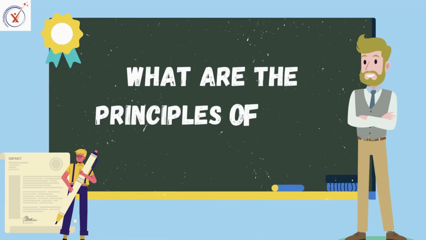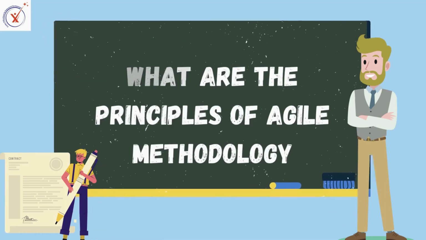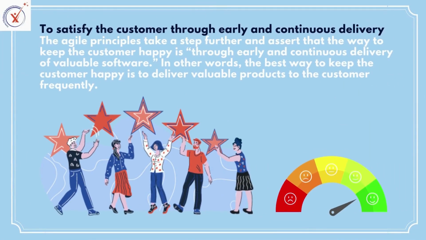Next, let's know what are the principles of Agile methodology. 1. To satisfy the customer through early and continuous delivery. The Agile principles take a step further and assert that the way to keep the customer happy is through early and continuous delivery of valuable software. In other words, the best way to keep the customer happy is to deliver valuable products to the customer frequently.